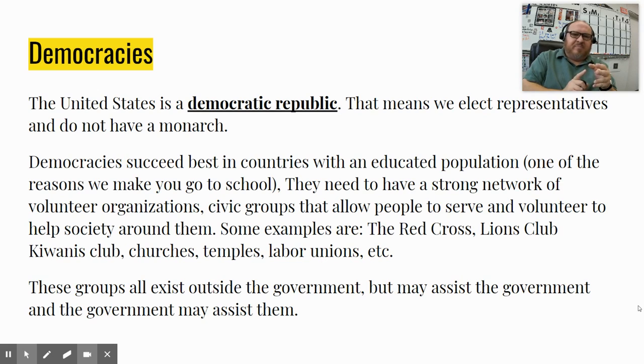So, churches, temples, and labor unions are all examples of civic groups and volunteer organizations that allow people to serve and help in their society. Those groups all exist outside the government. The government does not control or regulate them, to a certain point. They might assist the government, and the government might assist them, such as the Red Cross, which assists the government in disaster zones, and the government also helps the Red Cross by making sure they have funding. So that's one kind of rare example there.